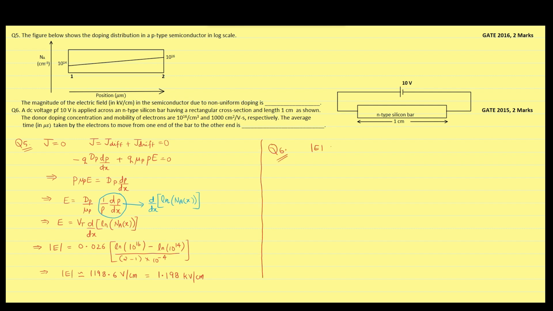Magnitude of electric field is equal to potential difference divided by distance, which will give the magnitude of electric field to be equal to 10 volt per centimeter. We know that the velocity of electron is equal to mobility multiplied by electric field, which is equal to this. Now the time taken by the electrons to move from one end of the bar to the other end is equal to length of the semiconductor divided by velocity of electrons. Length of the semiconductor is provided as 1 centimeter, and we just found the velocity to be equal to 10 raised to the power 4 centimeter per second. We will have time equal to 10 raised to the power minus 4 second, but since the answer is asked in microsecond, we have time equal to 100 microseconds, and this is the final answer.